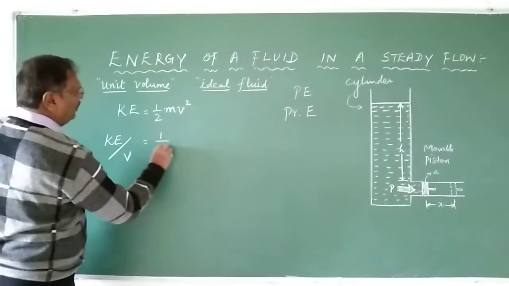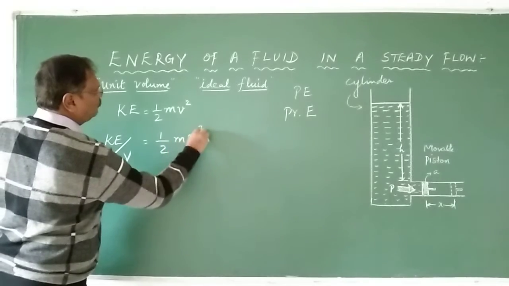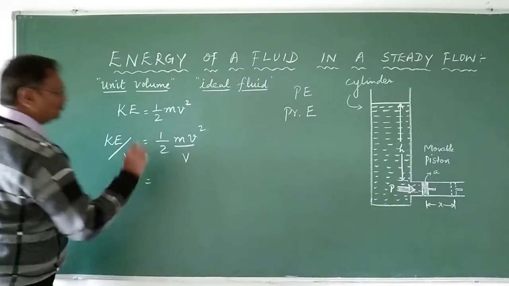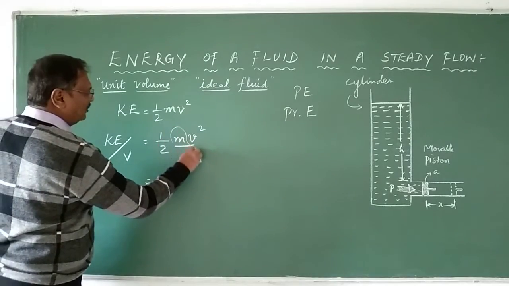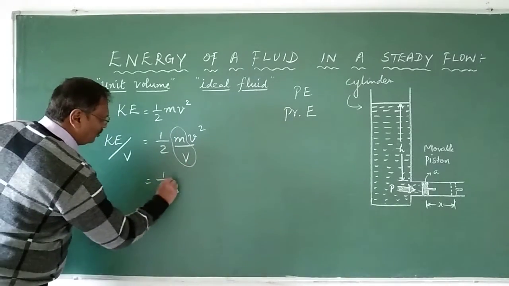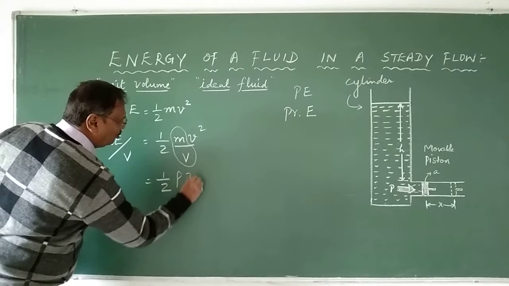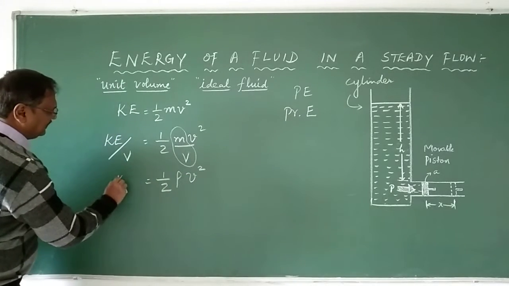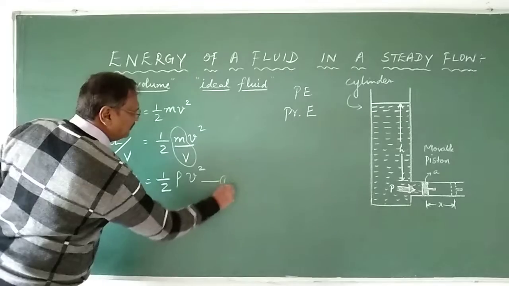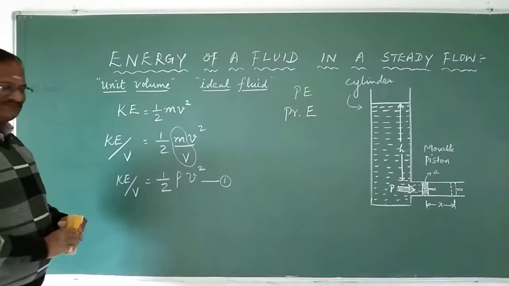Now what is the kinetic energy per unit volume? That is equal to half mv square upon capital V. That is equal to mass upon volume. Mass upon volume is what? Density. So half into rho v square. This is kinetic energy per unit volume. We call this equation number 1.